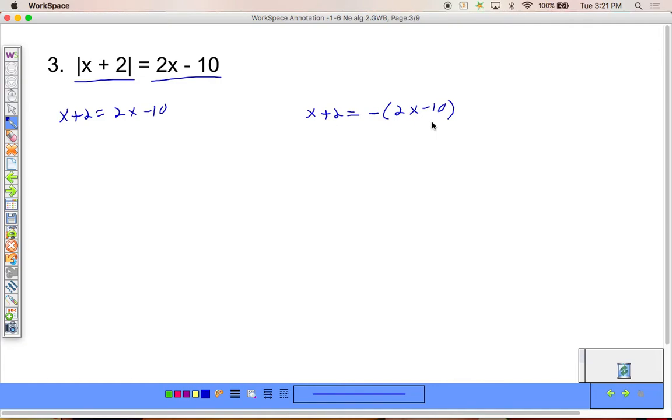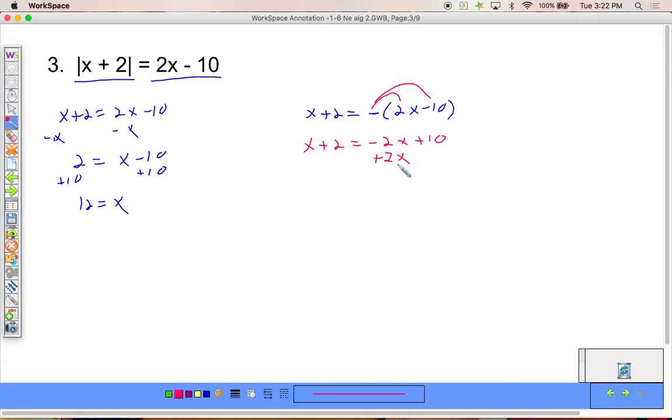All right. Now we're going to solve both. I'll subtract an x, add a 10, I get x equals 12. Over here, on the second one, I'm going to distribute that negative sign and solve. Doesn't matter which way you move stuff, as long as you move and do the math correctly.